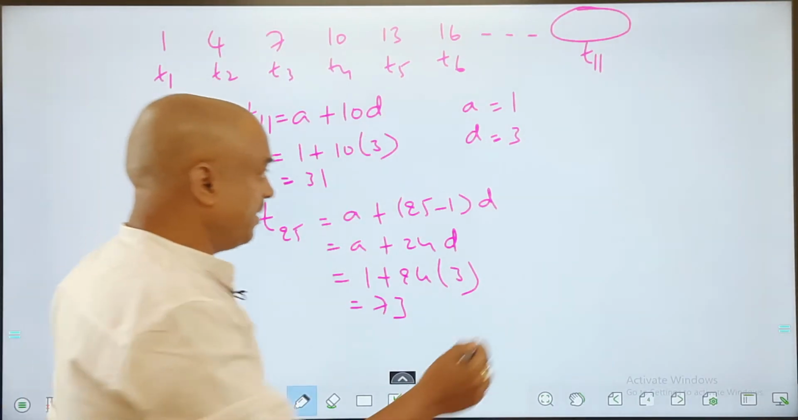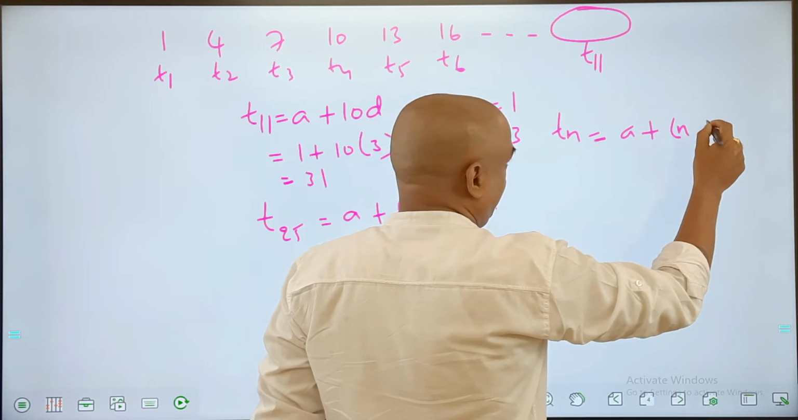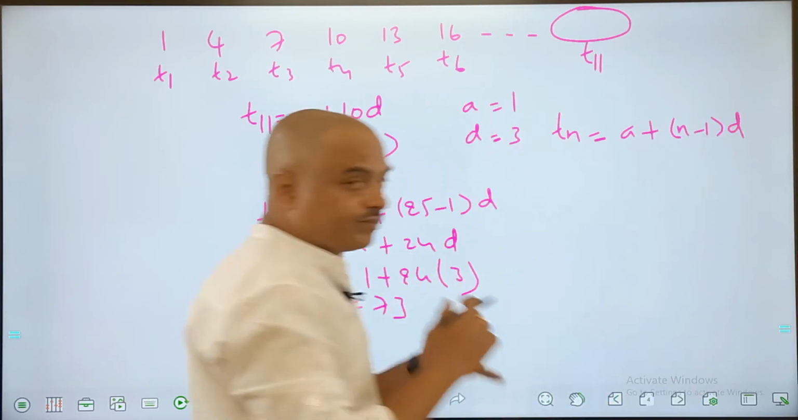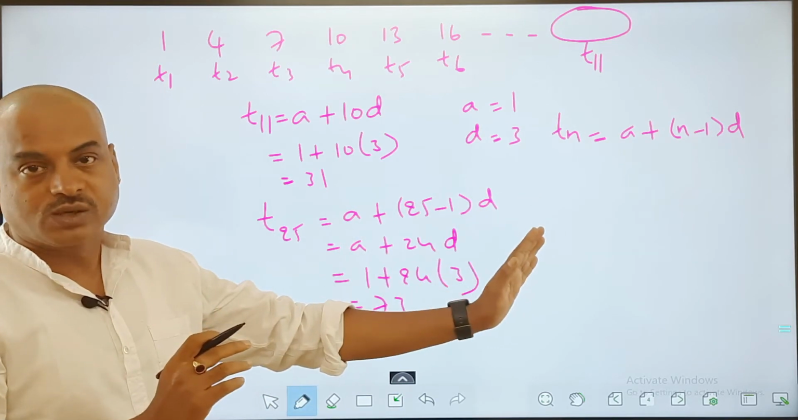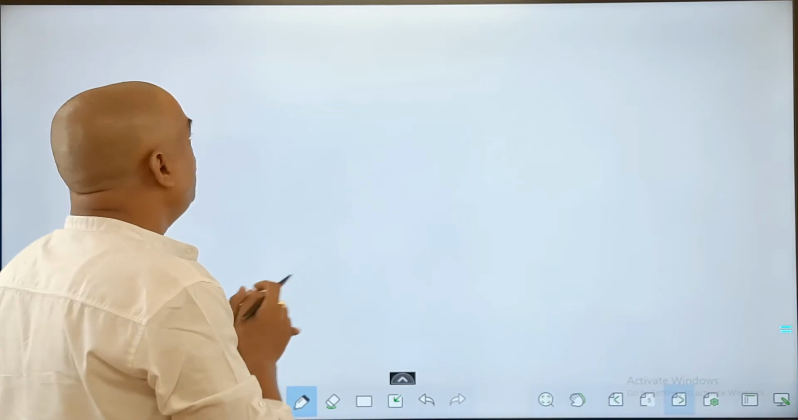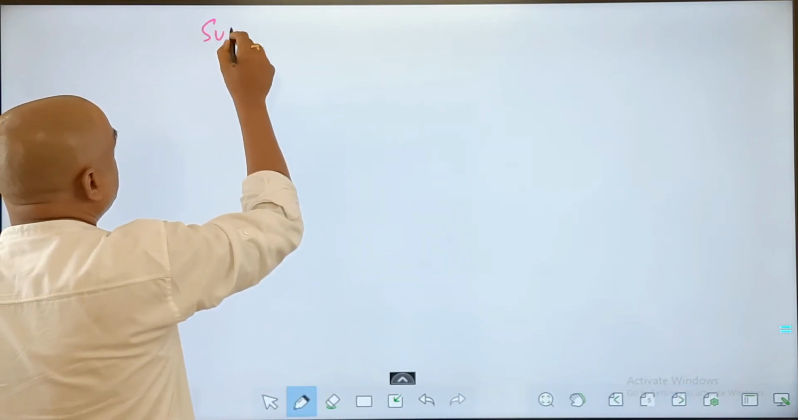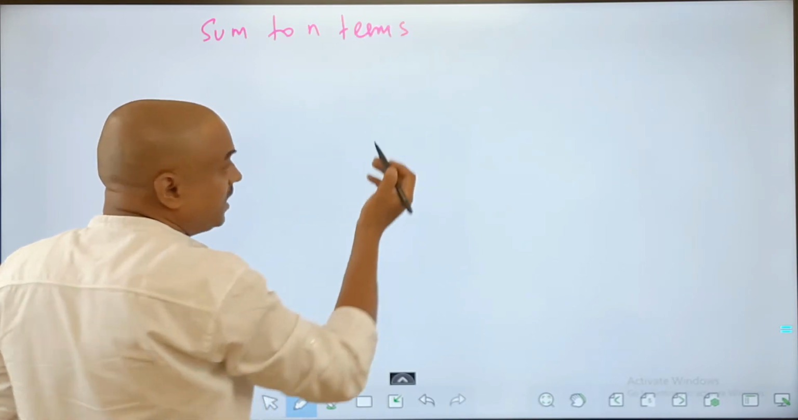So this concept, this formula which I am saying, the general term formula, can be used to find any particular term. We can use this concept here. Okay. Now what are the other concepts we have here? Sum to n terms is another concept. What is sum to n terms?